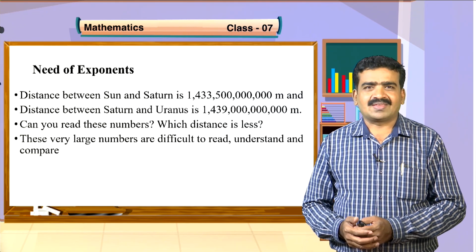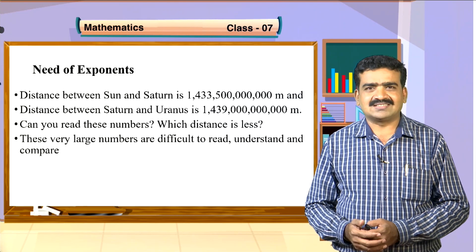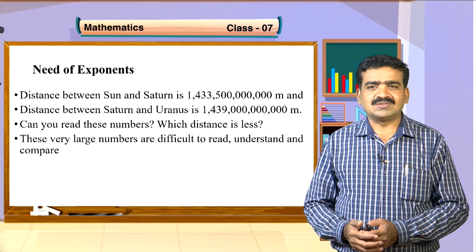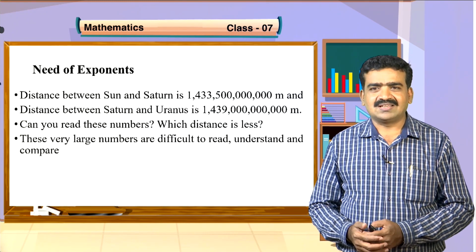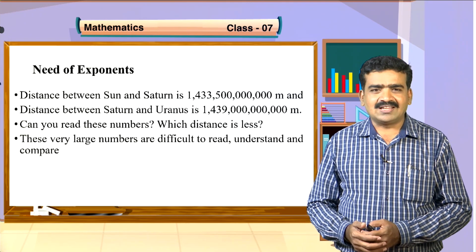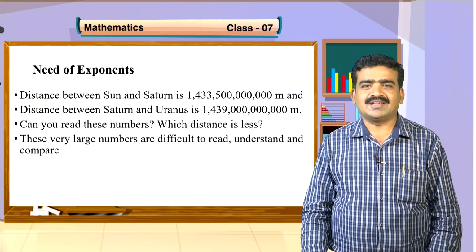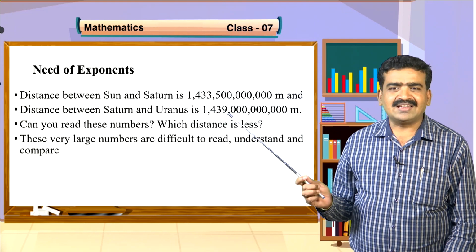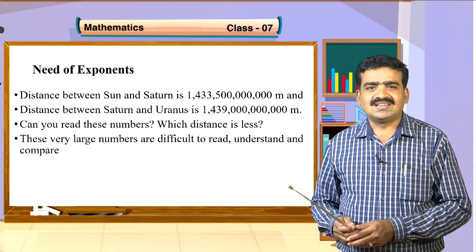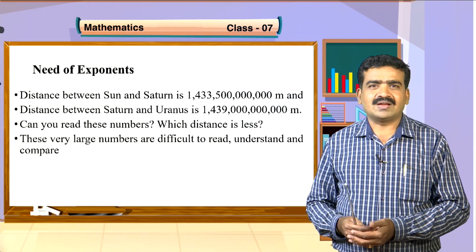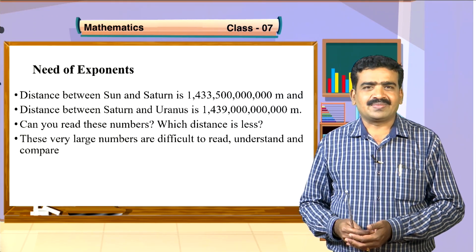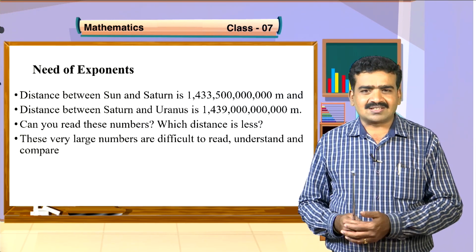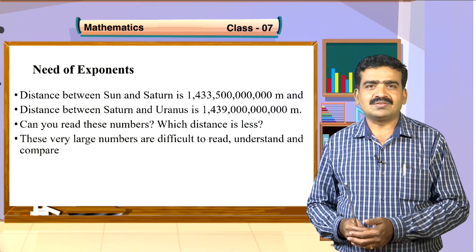Say for example, the distance between Sun and Saturn is appearing on the screen, that is 1433500000000 like this. It becomes a large number. Similarly, the distance between Saturn and Uranus, you are seeing on the screen, it is about 1439 followed by 9 zeros. So, these are a little bit difficult to read, as well as to give a name for the number. They are very large numbers and difficult to read, understand, and compare.